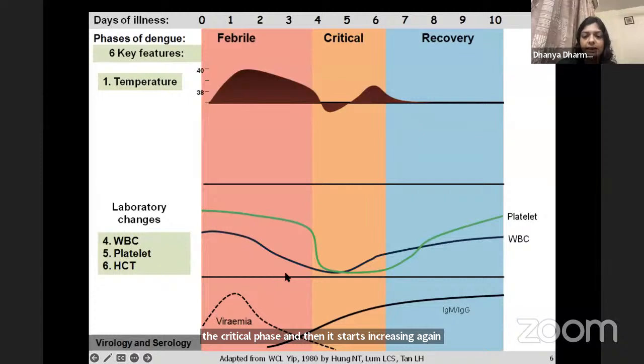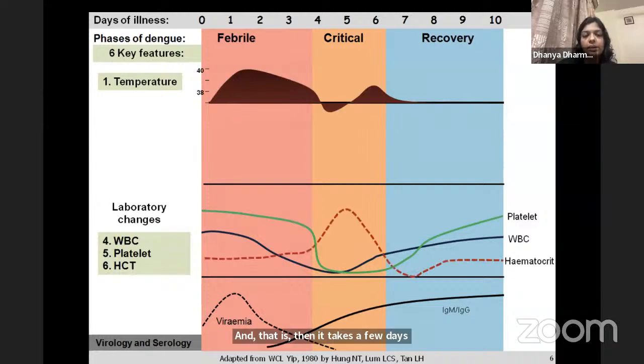So does the platelet count, which is lowest during the critical period, which is around 5 or 6 days of illness. And then it takes a few days to recover. And along with the drop of WBC and platelet, you also see, in the opposite direction, the hematocrit rise.